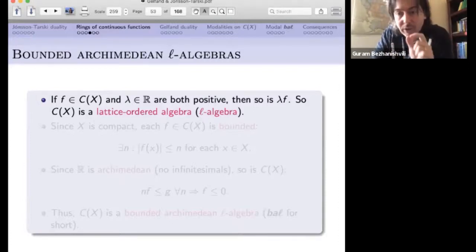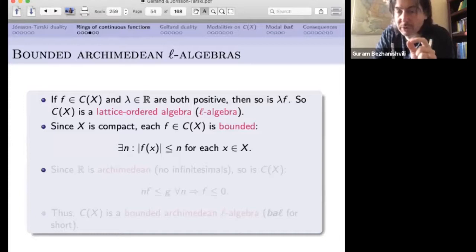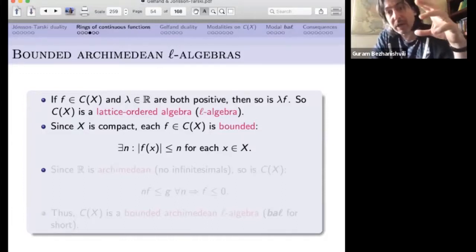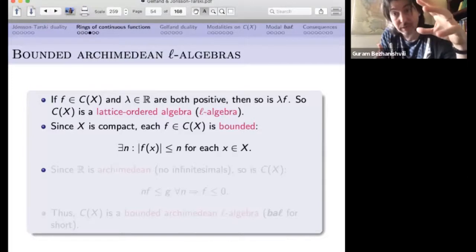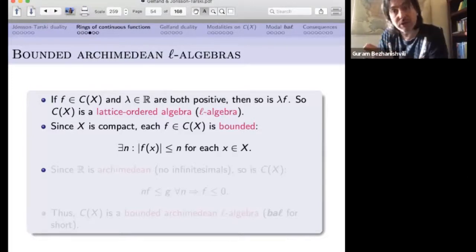And now here come two very important properties that these L-algebras have. These are very specific to C of X. This is the so-called boundedness, which comes from compactness. If you have a compact space and you take the continuous image of the compact space, what you get is again compact.